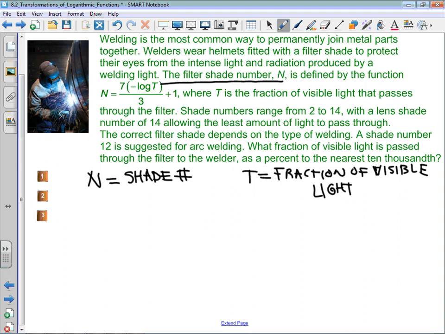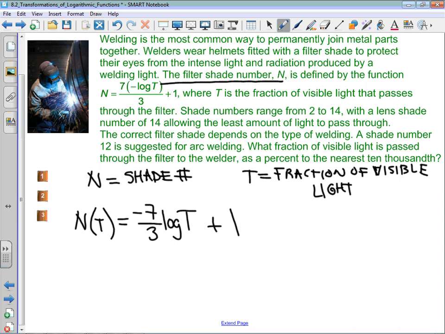Now, the one thing I would like to do with this function, just to make it a little bit clearer, is write it in function notation. And n as a function of t, which is the fraction of visible light, is given as, and I'm going to clean that up a little bit, -7/3 times log t plus 1. And what's really important about this is we have to remember what base our logarithm is. Because a base was not given to us, it is base 10 because no base is written.